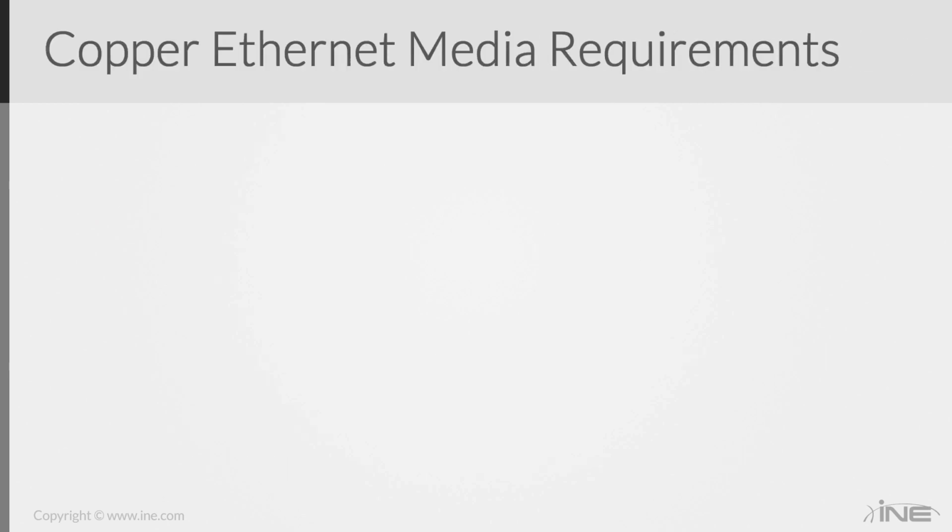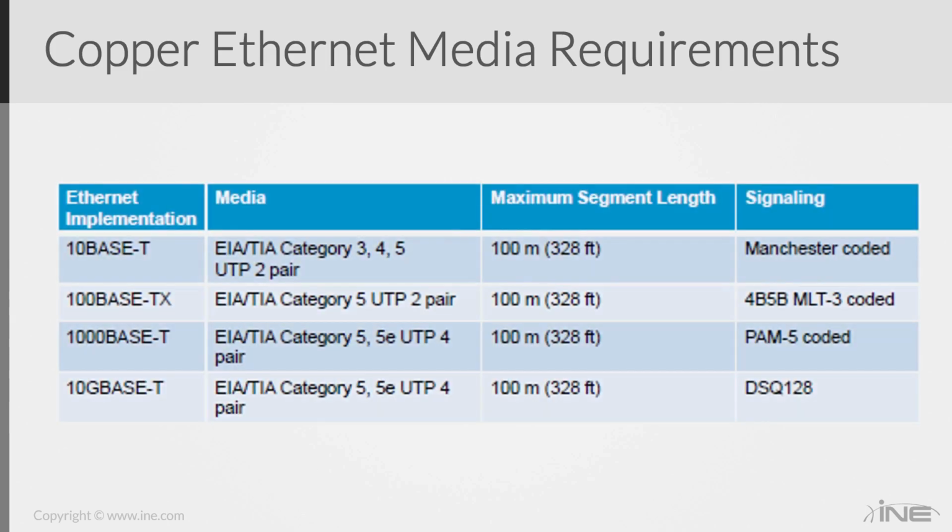Now, some of the media requirements are pretty unique. So, for instance, you have the 10 base T, which is data, and there are category 3, 4, 5, etc. UTP 2 pair. Then you have 100 base TX, and this you would use 2 pairs to get to 100 megs. You would use 4 pair or all 8 wires to get to a gigabit, Cat5e, and then anything above that you could use.